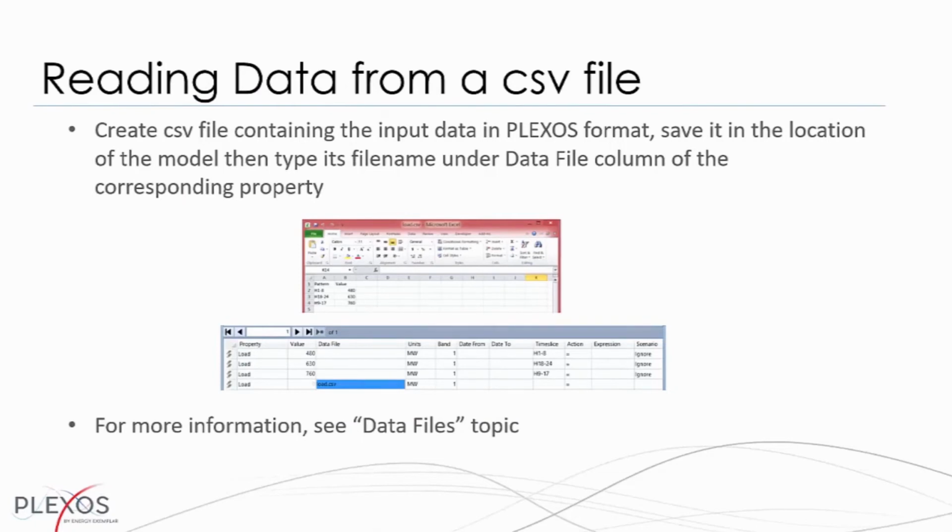We can create a CSV file containing the input data in the PLEXOS format and save that to the same location as the model, then type its file name under the data file column of the corresponding property. The next section will be talking about the data files, so you can check that section.